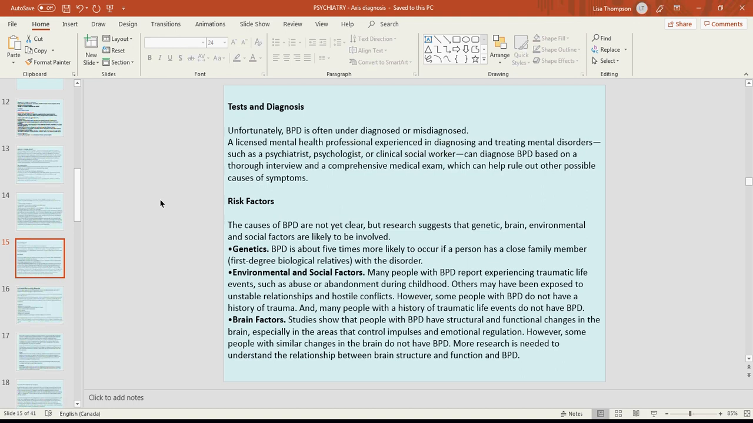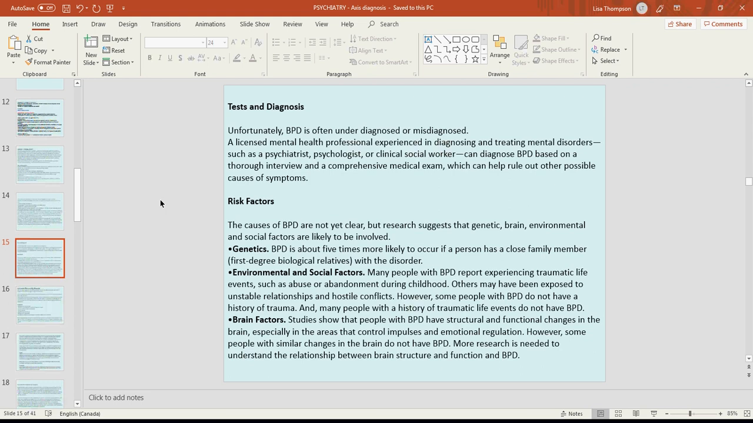Genetics. BPD is about 5 times more likely to occur if a person has a close family member, which would be first-degree biological relatives, with the disorder. Environmental and social factors. Many people with BPD report experiencing traumatic life events such as abuse or abandonment during childhood. Others may have been exposed to unstable relationships and hostile conflicts. However, some people with BPD do not have a history of trauma, and many people with a history of traumatic life events do not have BPD.